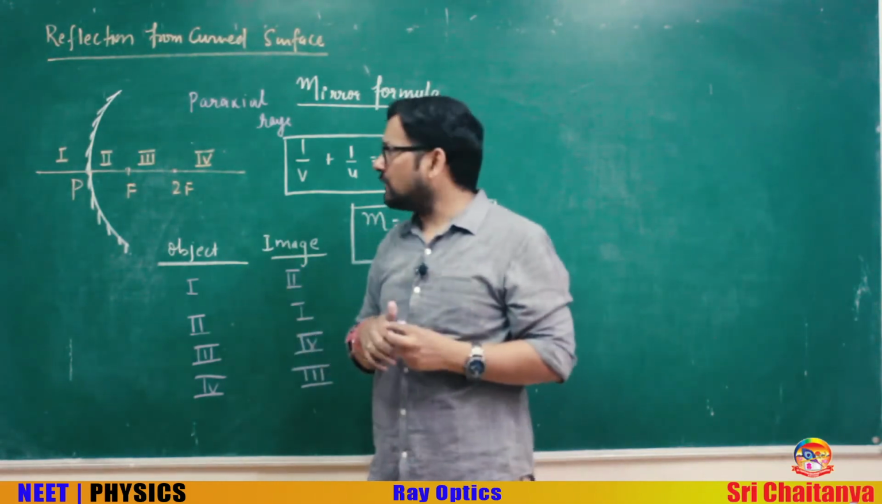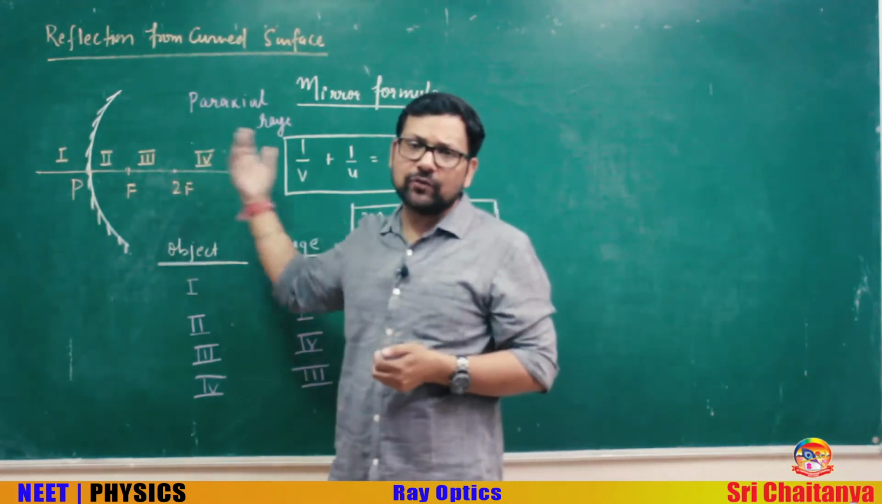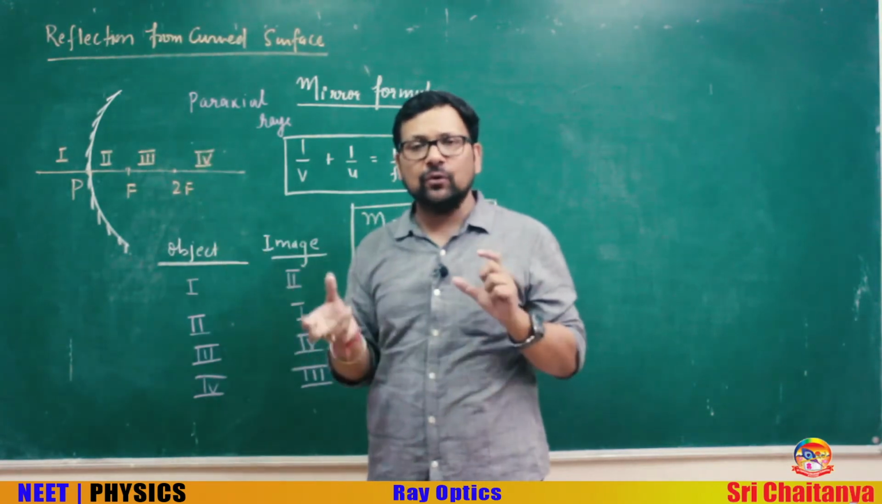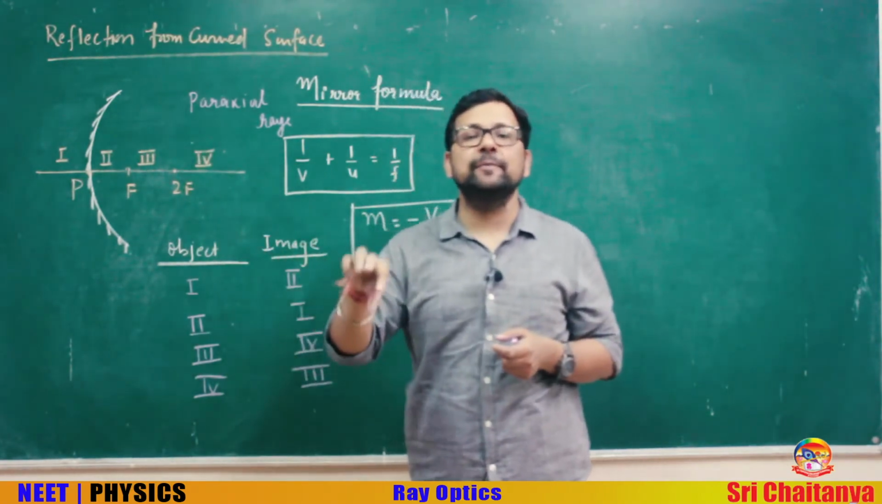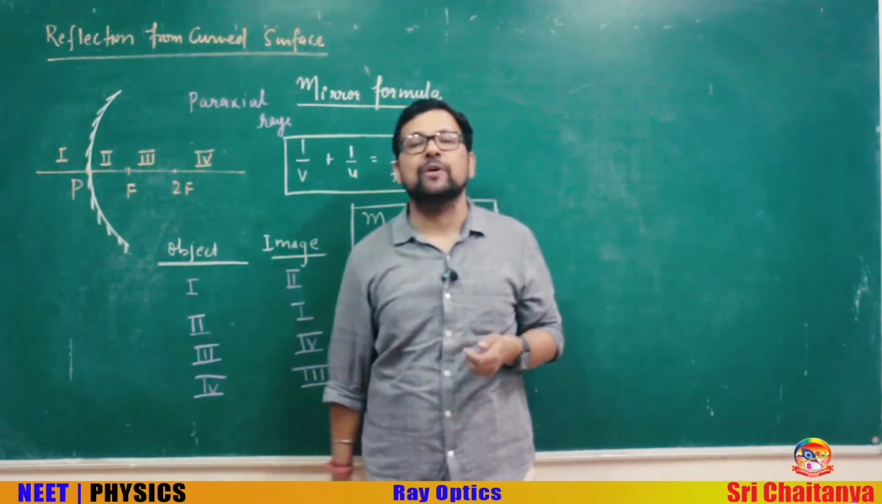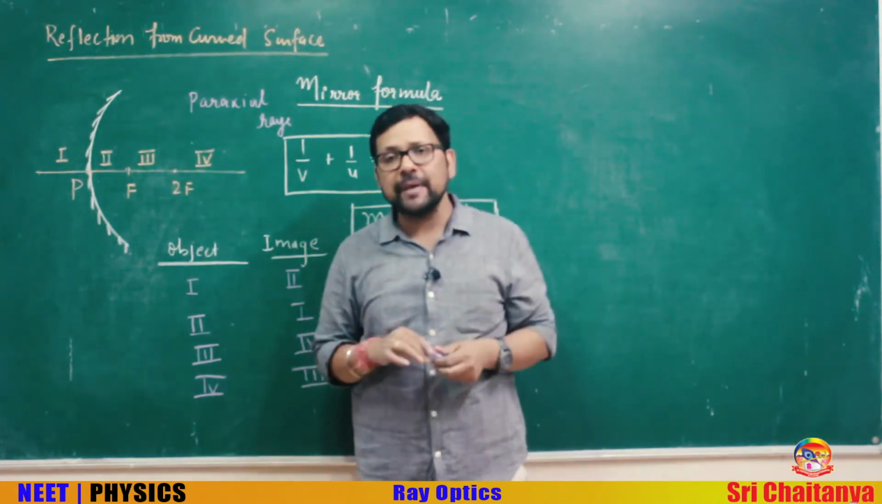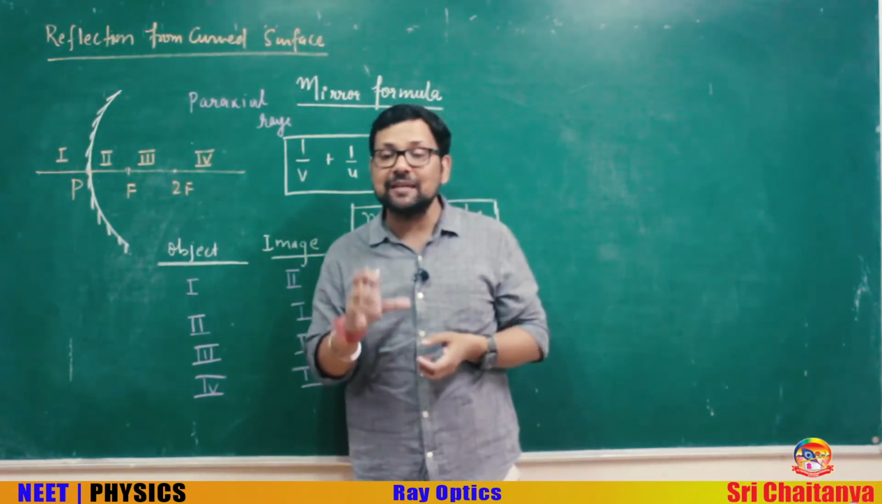So this, 1 2 3 4, you can write in any order from left or from right, and you can know if 3 is the object, 4 will be the image, and vice versa, and same is true for 1 and 2 also. On this basis you can also judge the magnification.